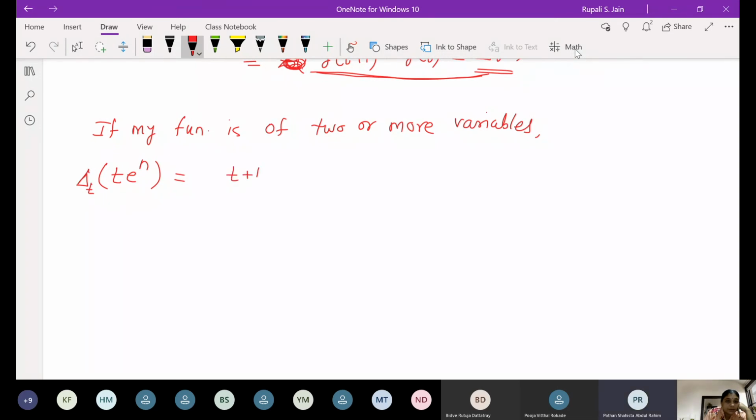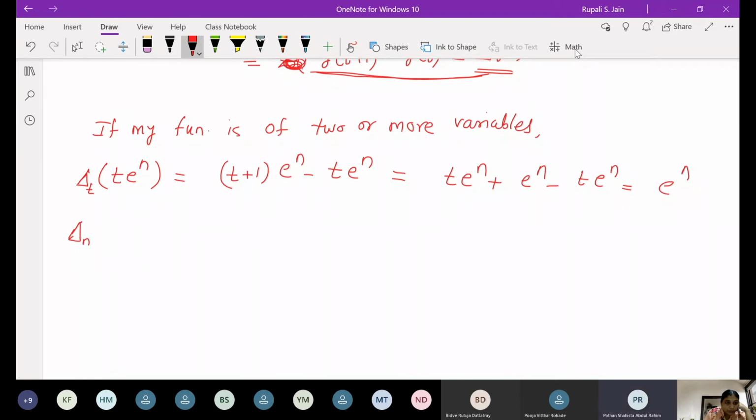So t I have to replace by t plus 1, and e raised to n as it is. So (t plus 1) e raised to n minus t e raised to n. That will be nothing but just e raised to n. But I can consider this delta with respect to n also.